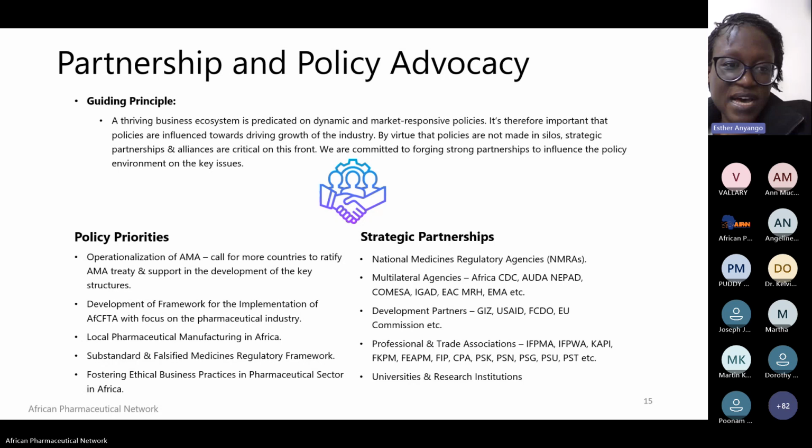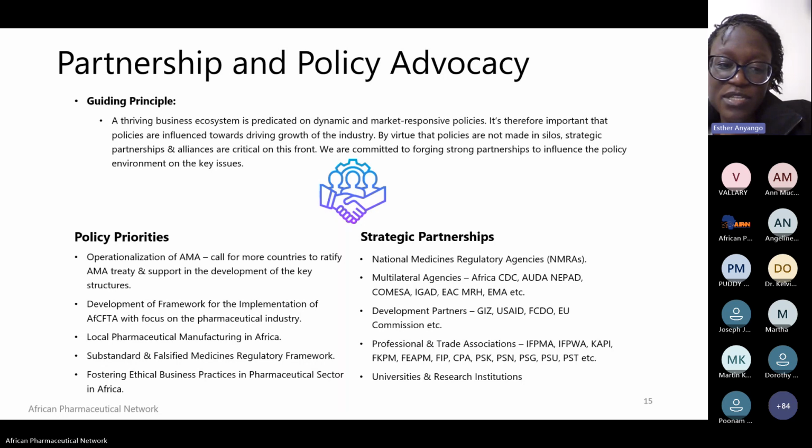And then just winding it down, partnerships and policy advocacy. Policy advocacy is also one of our focus areas. Our priorities are just issues to do with policies, regulatory harmonization work in the continent. I'm sure many of you have heard of African Medicine Agency and its operationalization. We're currently working to call for more countries to ratify the AMA Treaty. Luckily, we have gotten to a number where operationalization can start, so we are also just trying to advocate for the support in the development of some of the key structures as AMA is put into place.